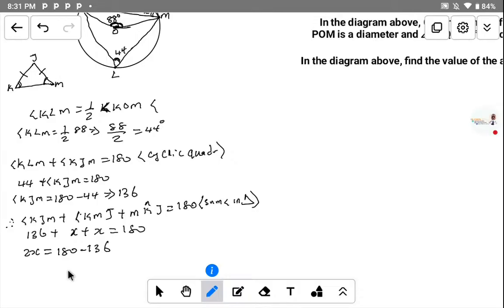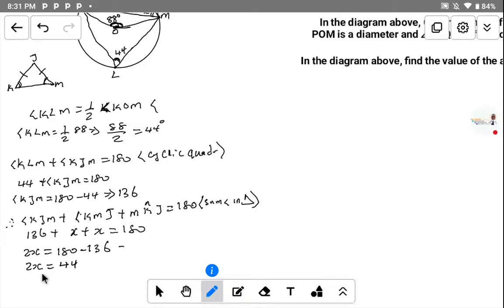Now what will be the next step? The next step is just simple mathematics. Subtract 136 from 180. What will be the answer? That is equal to 44. So that means 2S is equal to 44.